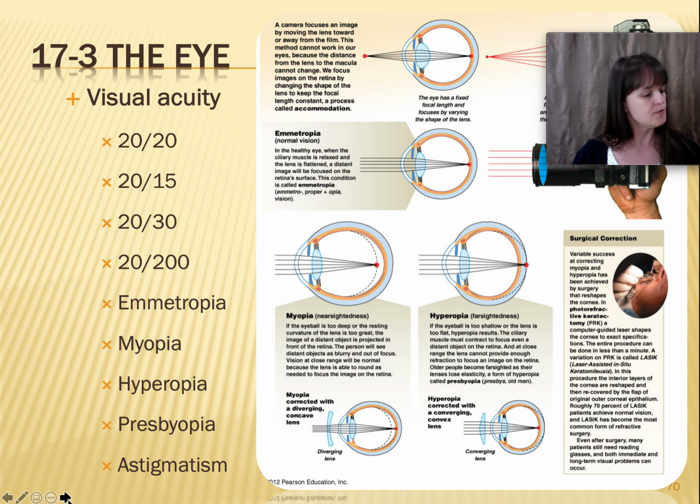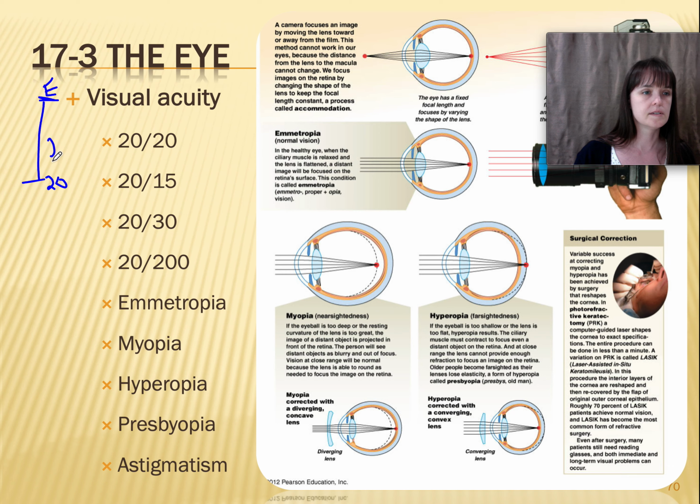Okay. So visual acuity is how well you see. 20/20. So here's your E chart. And here's where we're testing at 20 feet away. So this is a 20-foot difference. The single quote is foot, double quote is inches. So this is a 20-foot difference.